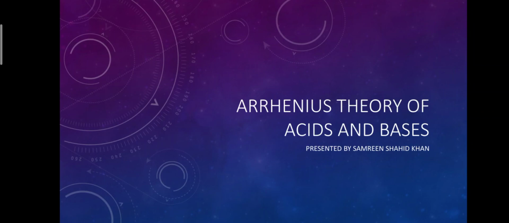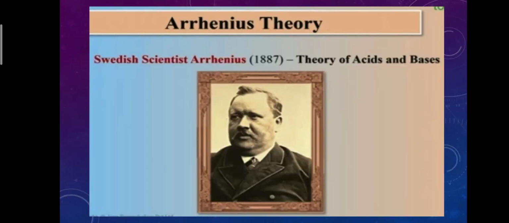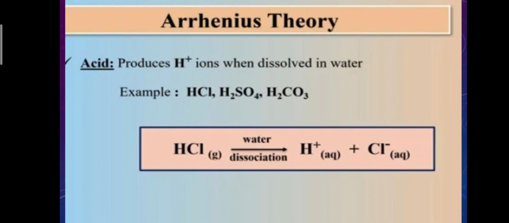Now let's get started. Arrhenius, a Swedish scientist, put forward a theory about acids and bases in 1887. Acids produce H positive ions when dissolved in water.